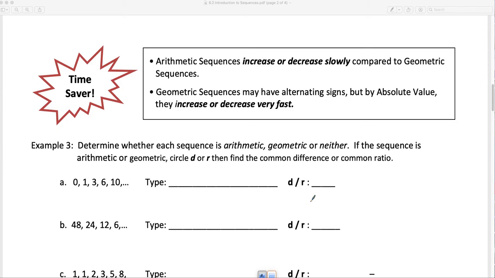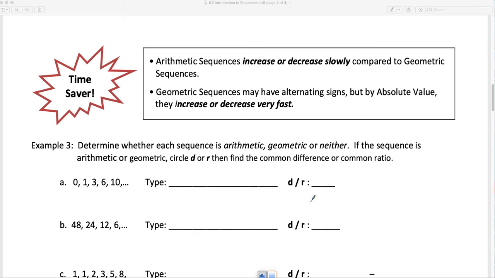Arithmetic sequences, because we are adding or subtracting by a constant rate, are going to increase or decrease slowly. A geometric sequence, on the other hand, may have alternating signs. It may go positive, negative. But if you look at the absolute value of each number, they're going to increase or decrease really fast. They're going to get really big or really small really quickly. And if you can look at it and go, well, I'm going to try arithmetic first because this one is increasing slowly, that will save you a lot of time. You won't have to try things over and over again.